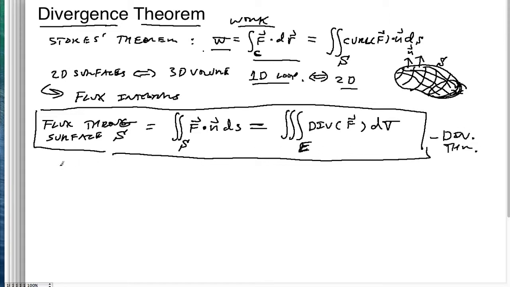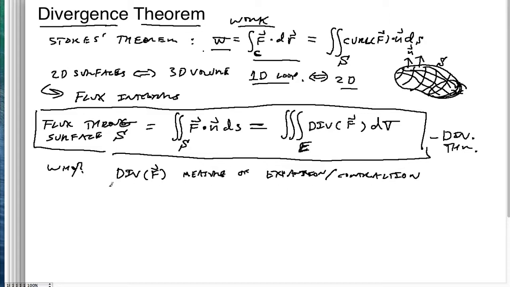Okay, so how do we understand it? So again, as always, we want to know why. So recall that the divergence, we stated without really proving it that it gave us some measure of the expansion or the contraction of F at a point x, y, z. So what do we mean by this?